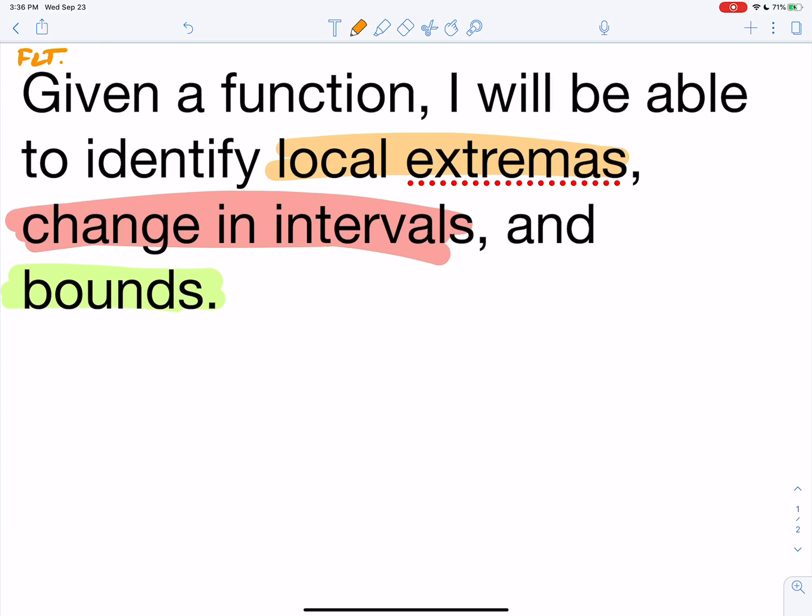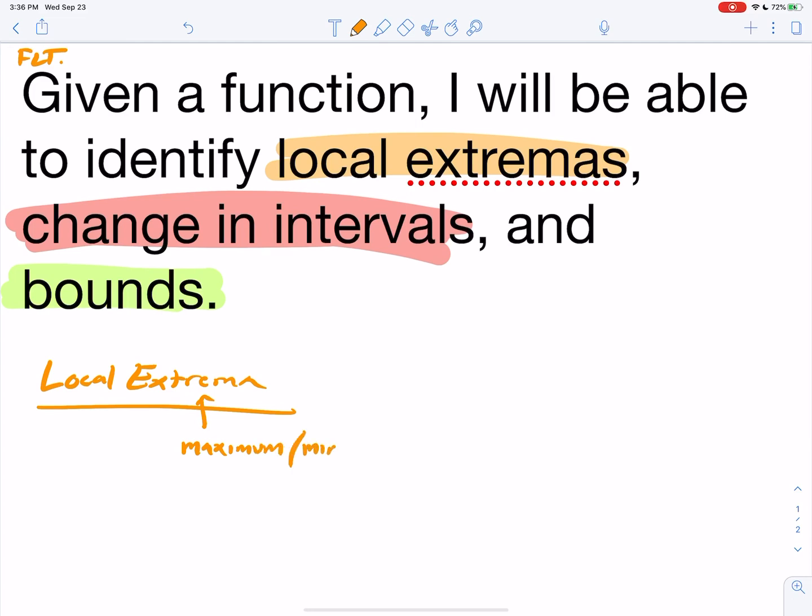Okay, so pretty easy to identify what a local extrema is. A local extrema is a general word for maximum or minimum. So in other words, we're looking for a highest and a lowest point. Local just means nearby or in the area. When you want to go eat local, you're trying to eat somewhere close to where you live, right? And that's basically what it is.